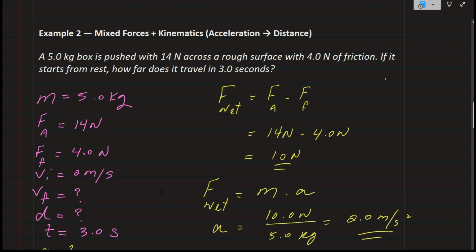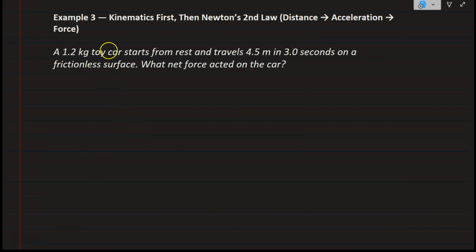Remember that you are always using the net force. That's the key part for this question. All right, we have example 3. A 1.2 kg toy car starts from rest and travels 4.5 meters in 3 seconds on a frictionless surface. What net force acted on the car? So this is actually going backwards. First, we're going to use kinematics, then we're going to use dynamics and Newton's second law.